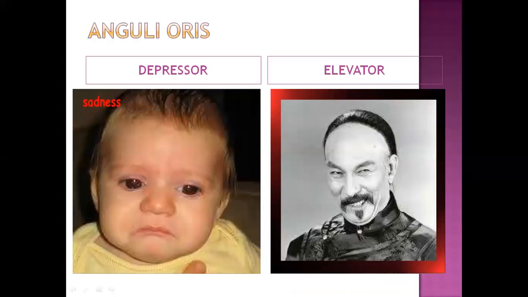So this is how the baby is showing his sadness. Okay. And this person is showing his irony, with elevation of the angle of the mouth. So he is showing his superiority, like irony. Irony means he is showing his expression in that manner. So this is the function of the elevator muscles.